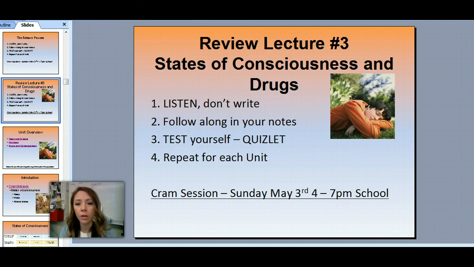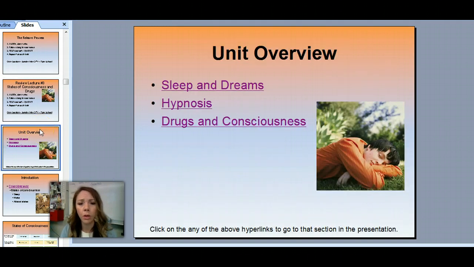So let's review states of consciousness and drugs that alter states of consciousness. Remember, this unit goes over sleep, hypnosis, and then the drugs that alter it. It's a short unit, so not too much vocab on it. You need to know basic big things like the stages of sleep and then the drugs and what they do.